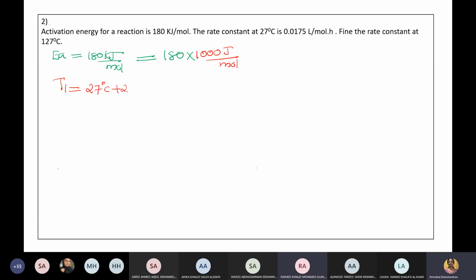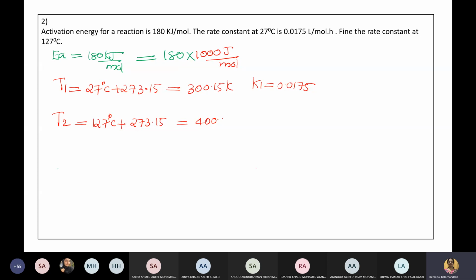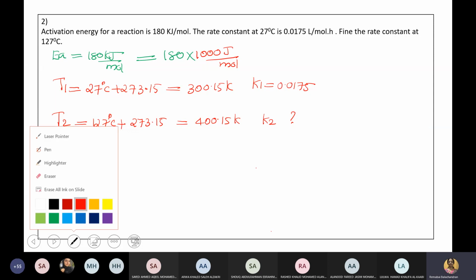27 plus 273.15. Okay, so it is 300.15 Kelvin and k1 is given 0.0175. Now T2 value is how much? 127 degrees Celsius, 127 plus 273.15 is equal to 400.15 Kelvin. So now k2, this small k1 and k2 are small letters, okay? k2 we don't know. You help me please. Tell the calculation.